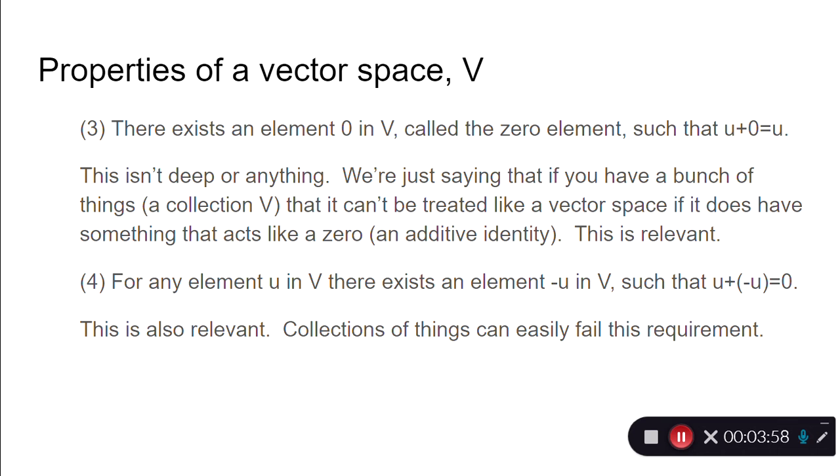A collection has to have a 0 element if it's going to be a vector space. If it doesn't, then the collection isn't a vector space. It also has to have an inverse for every element. So if there's some u in V, then there needs to be a minus u. Quite often it will be minus u, so that when you add them together, you get the 0 element. That's another reason you need to have the 0 element in your vector space, so that you can add these two things together and end up with something that you already have.